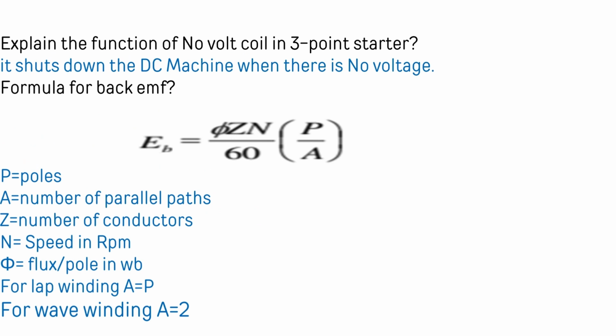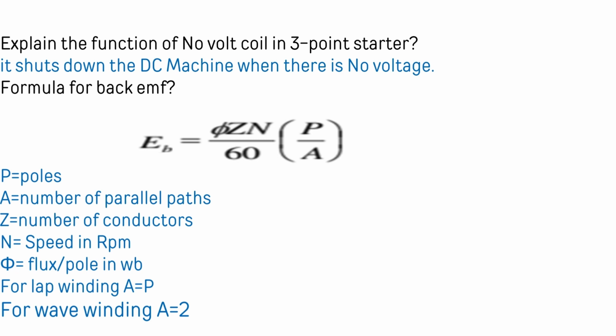Explain the function of no volt coil in 3-point starter. It will shut down the DC machine when there is no voltage. What is the formula for back EMF? Back EMF V_B equals pi Z N by 60 into P by A.